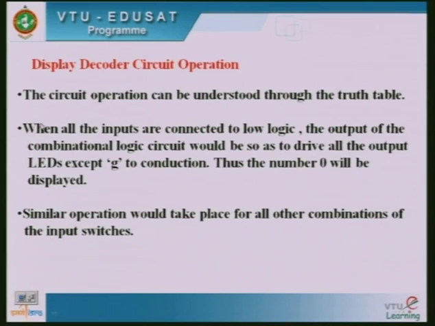Display decoder circuit operation. The circuit operation can be understood through the truth table. Already we have discussed, when all the inputs are connected to low logic, the output of the combinational logic circuit would be so as to drive all the output LEDs except G to conduct. Thus the number 0 will be displayed. So already we have discussed how the 0 is displayed. Similarly, operation would take place for all other combinations of the input switches or ABCD variable values.